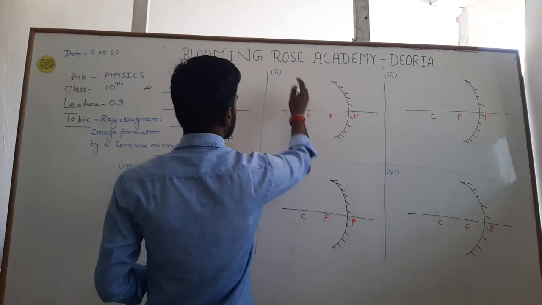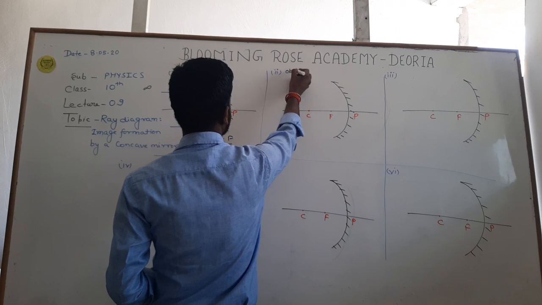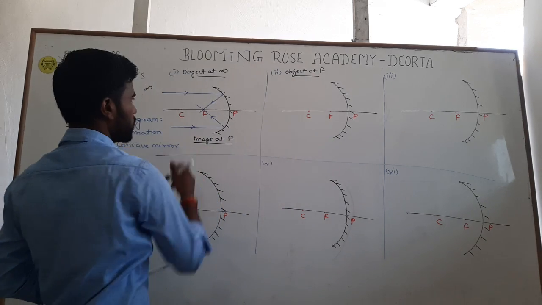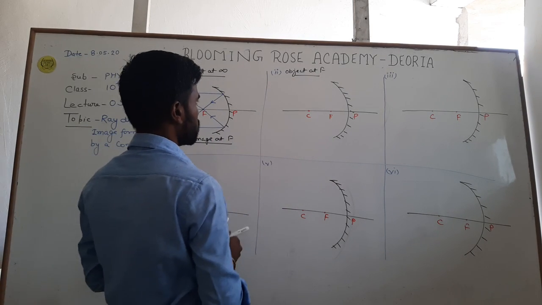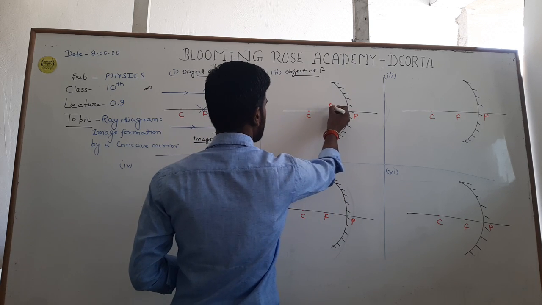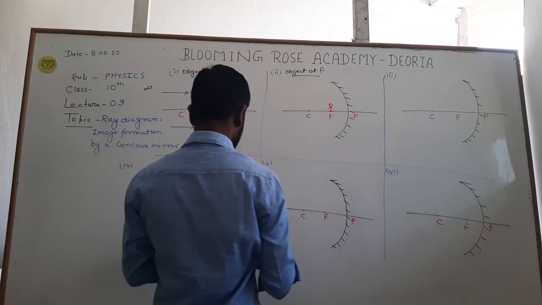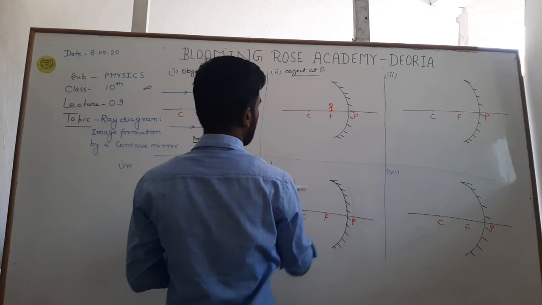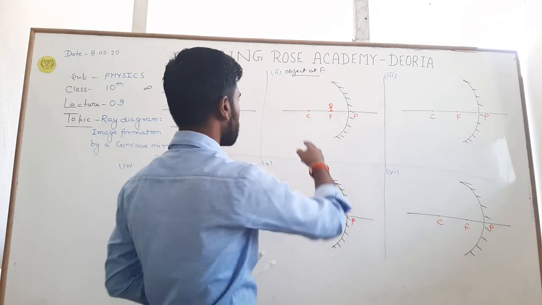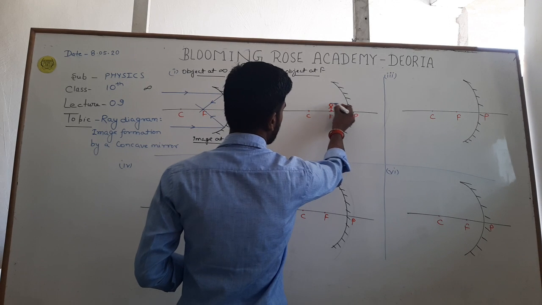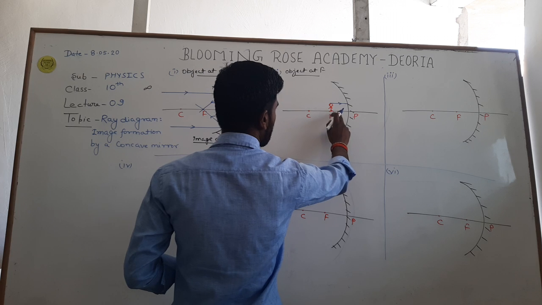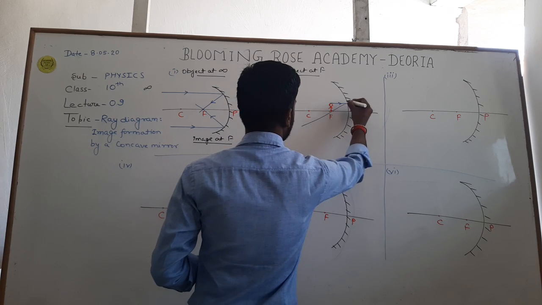Here we keep the object at focus, just opposite to it. When you place the object at focus, we have put an object here at the focus. First, as you know the rules of image formation, you can see that the ray goes parallel to the principal axis, so it will pass through focus.